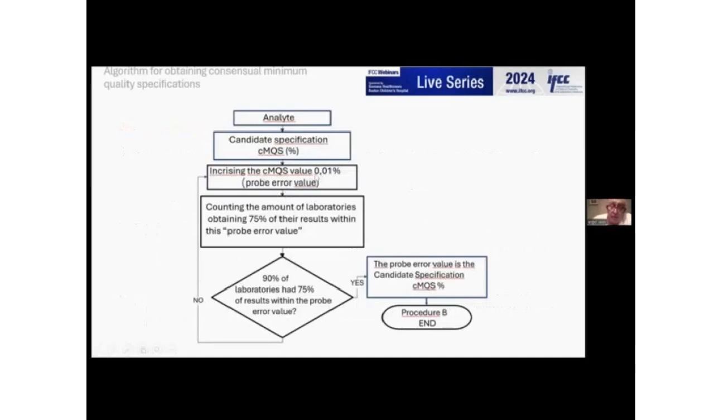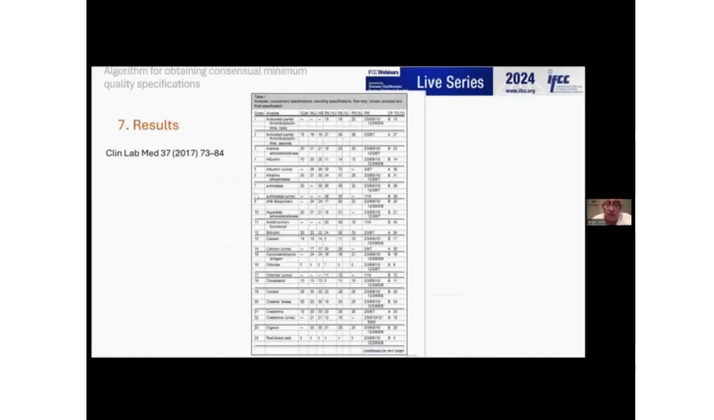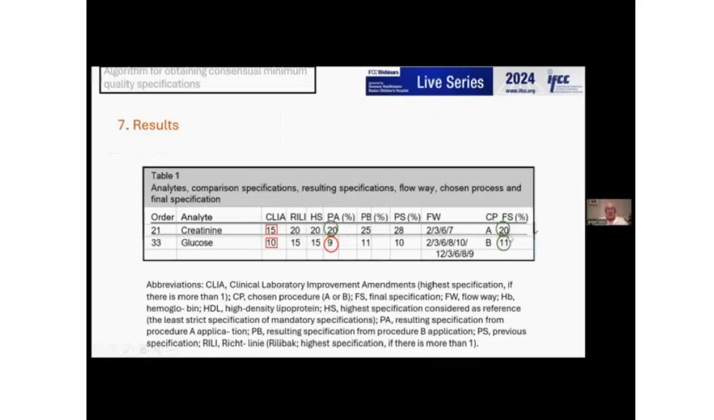You have seen that in the flow diagrams, there are a series of numbers. What we have done in the publication cited here is to show the path that each of these measurements has followed. Additionally, it will show if the final specification has followed procedure A or procedure B. Let me give you a couple of examples.